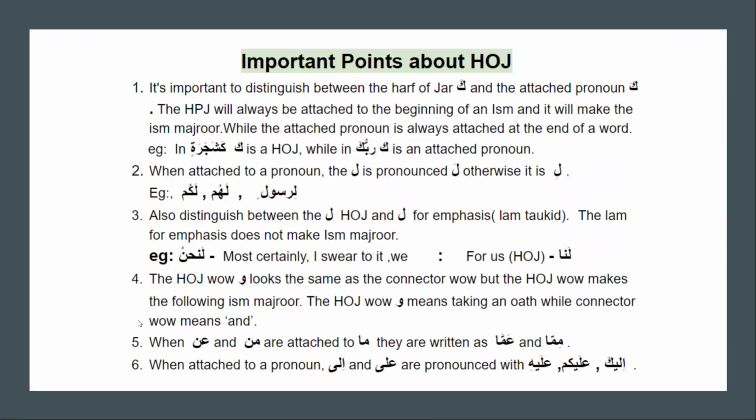And here are some important points about harf of jar. So we just learned what the harf of jar are. We learned the meanings of the 11 harf of jar that come in the Quran. And now we are going to discuss some important points about harf of jar.